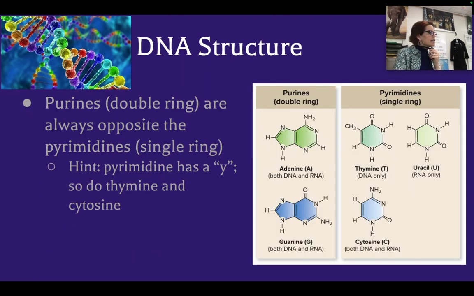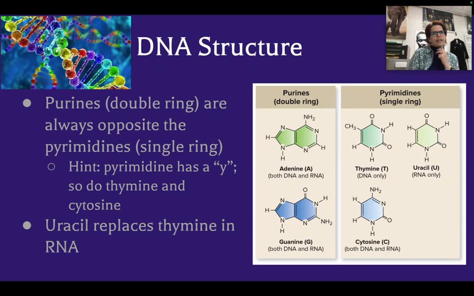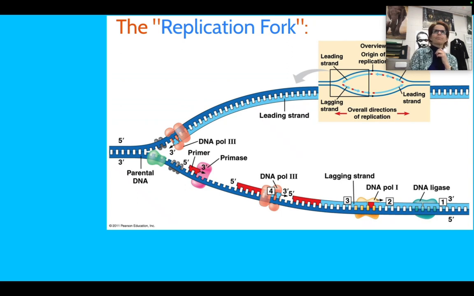Okay, and then purines and pyrimidines. Purines are the ones that have 2 rings, and pyrimidines have 1 ring. The word pyrimidine has a Y in it, and so do thymine and cytosine. Not that that's that helpful. Uracil is a pyrimidine, and it doesn't have a Y in it, so whatever. And then uracil replaces thymine in RNA. So remember that DNA has A, T, C, and G, and RNA has A, U, C, and G.